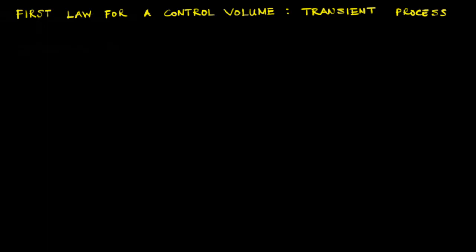In the previous lecture, we considered steady-state processes in various engineering equipment, and we applied the equation for the first law for a control volume to such steady-state flow processes. In this lecture, we look at transient processes. Examples of such transient processes include charging or discharging of a tank.